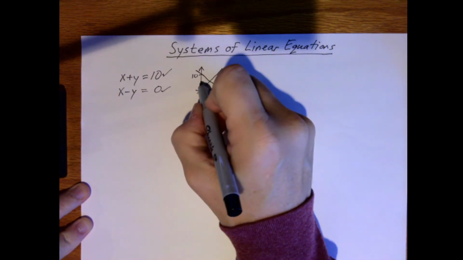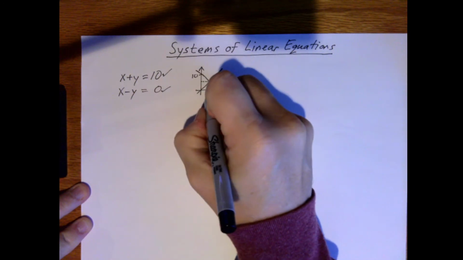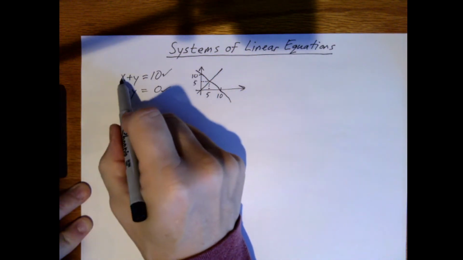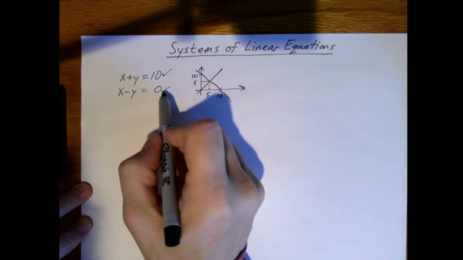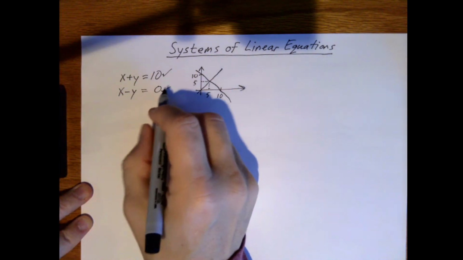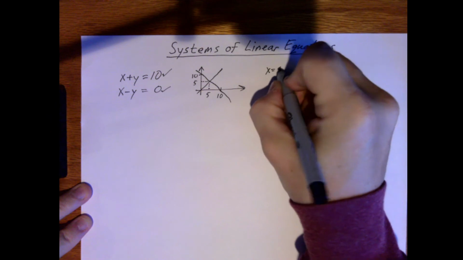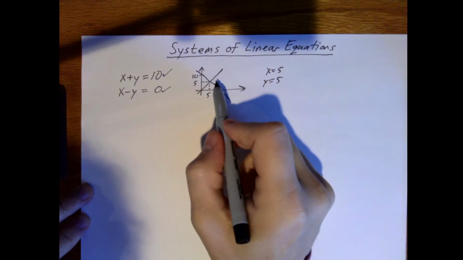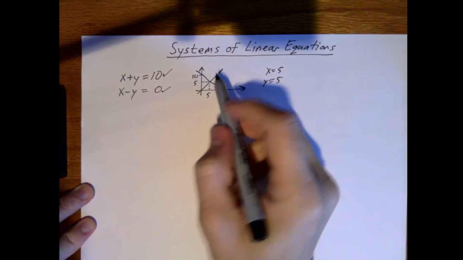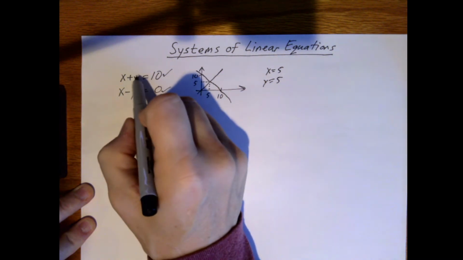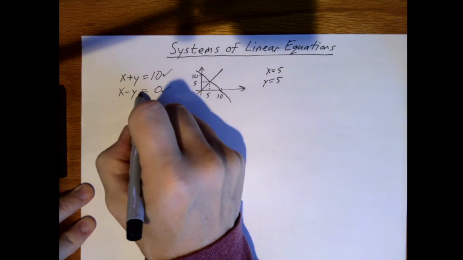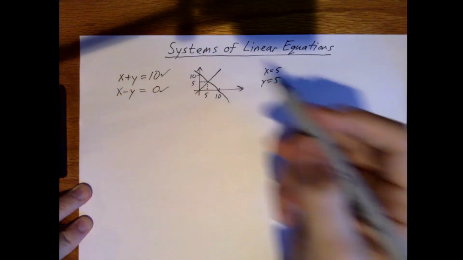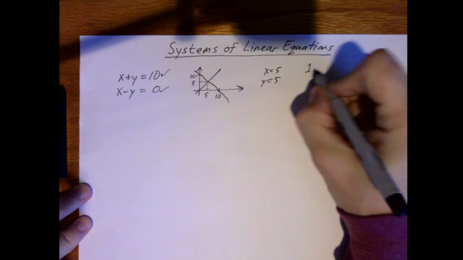But if we look at right here, at 5, 5, that satisfies both equations. 5 plus 5 is 10, and 5 minus 5 is 0. So 5, 5, or x equals 5, y equals 5, is the solution to this system of equations. This right here is the values of x and y that satisfy this equation while also satisfying this equation. So in this particular case, we have one unique solution.